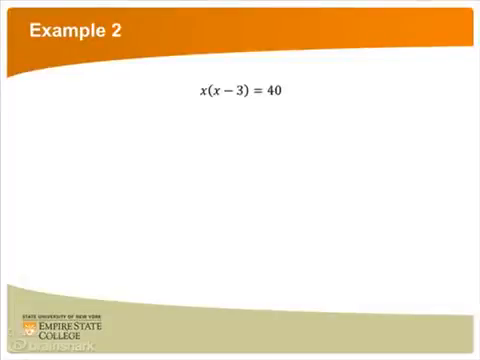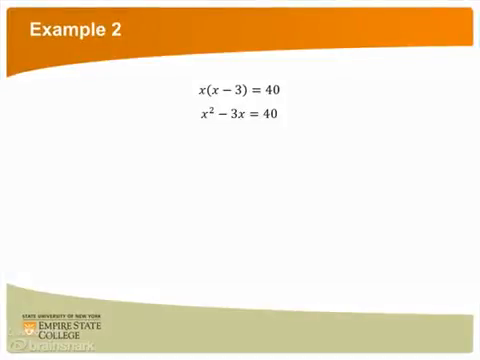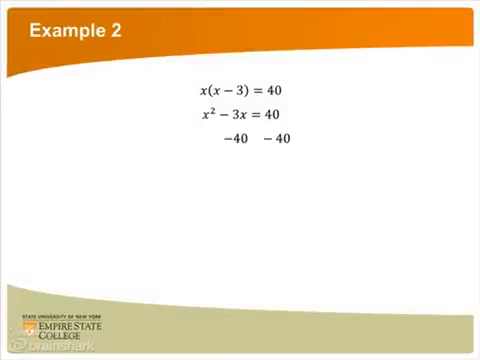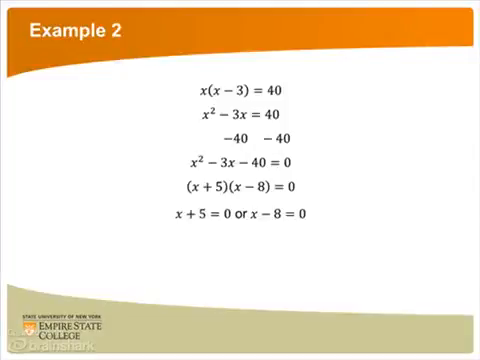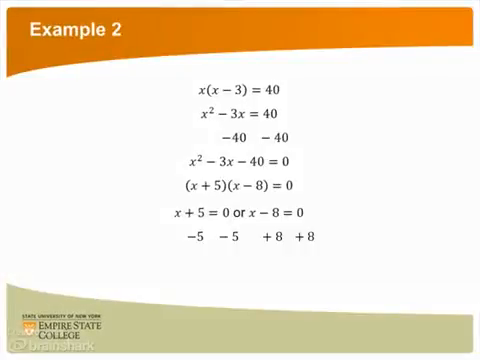Let's say we have x times the quantity x minus 3 equal to 40. We start by distributing the x through the parentheses to get x squared minus 3x equal to 40. Because we want 0 on one side of the equation, we subtract 40 from both sides. This leaves the equation x squared minus 3x minus 40 equal to 0. We factor this quadratic as x plus 5 and x minus 8. Split the factors into separate equations. Subtract 5 from both sides to solve the first equation. Add 8 to both sides to solve the other equation. We have x equals negative 5 or x equals 8.